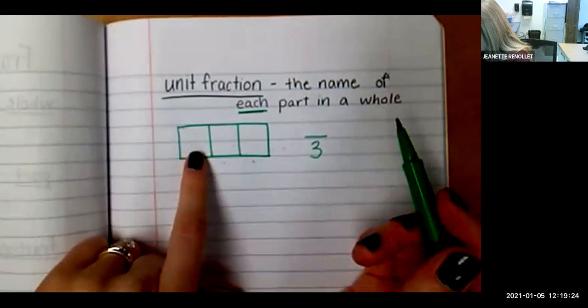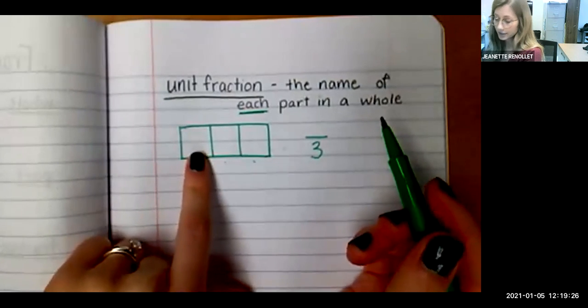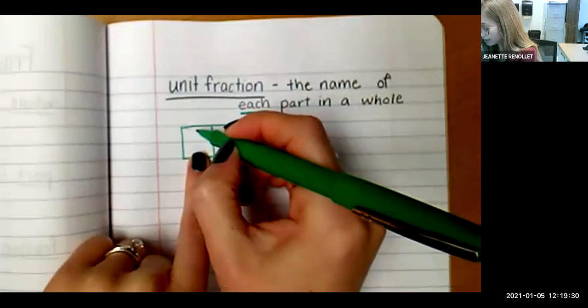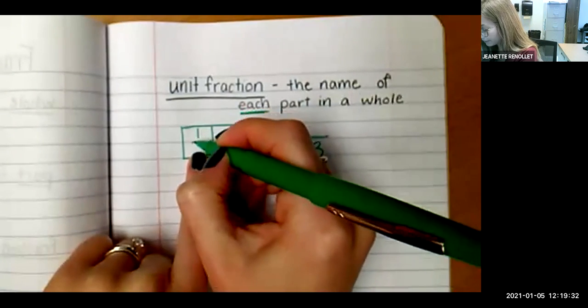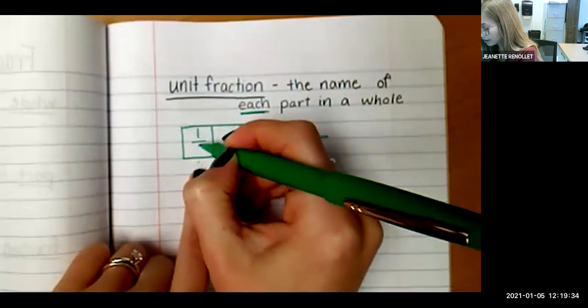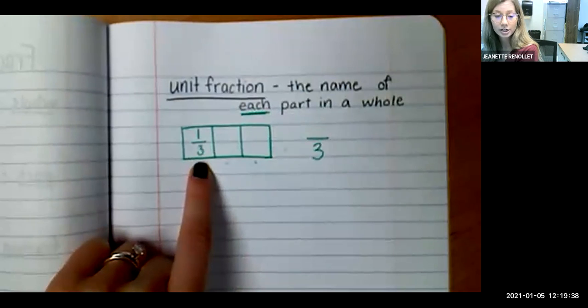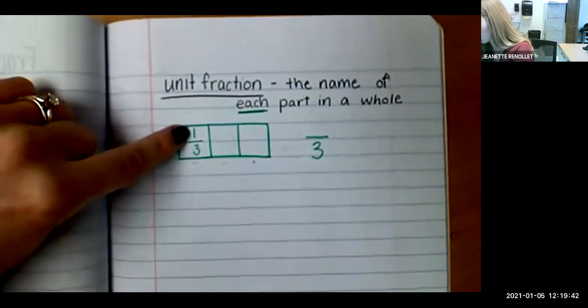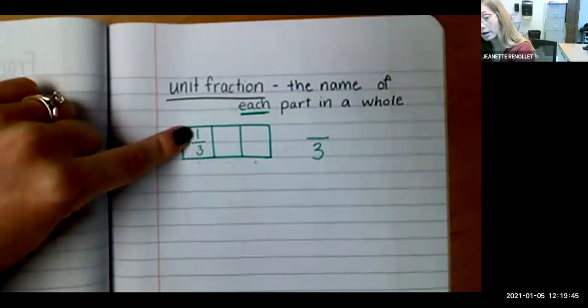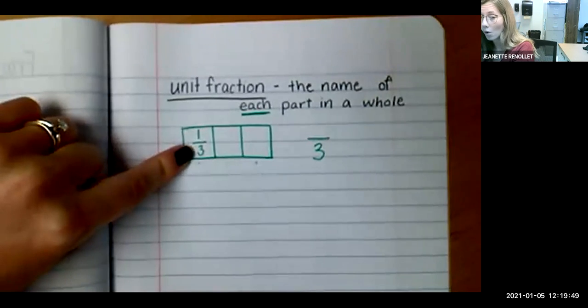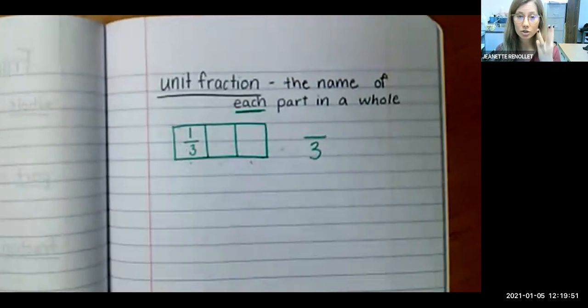So if this part is 1 part of the whole, I call this one 1 fraction bar 3. I call that 1/3 because it is 1 piece, 1 part, and my whole has 3 total parts.